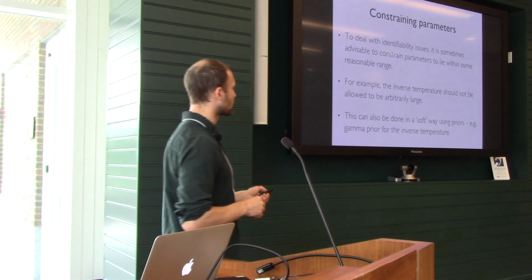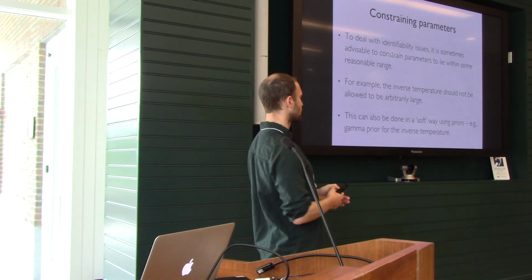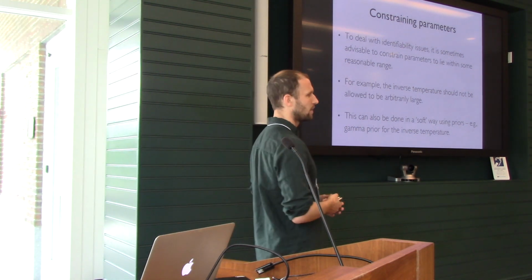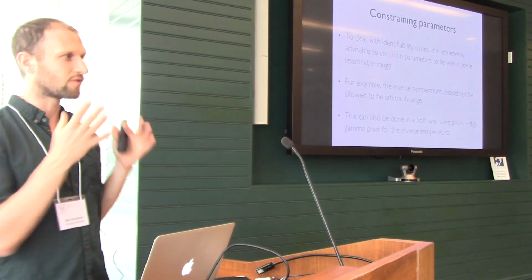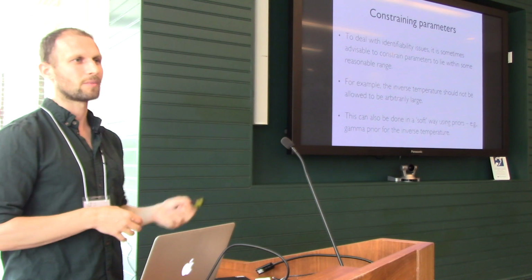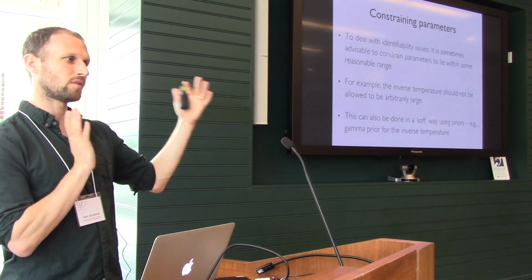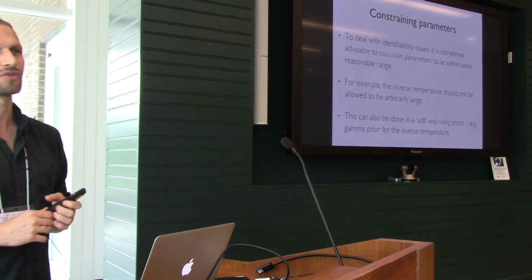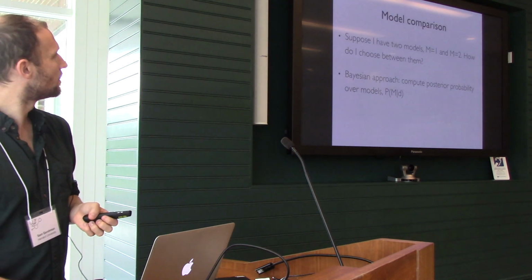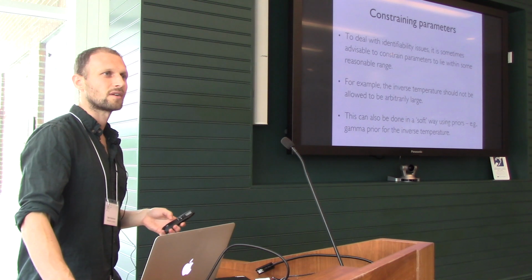And you don't have to put these kinds of hard constraints like a cutoff on the inverse temperature. You can do it in a soft way by using prior distributions. So it says that it would prefer to have the inverse temperature in some range, but it can be convinced to deviate from that range if the data is strong enough. Any questions so far?